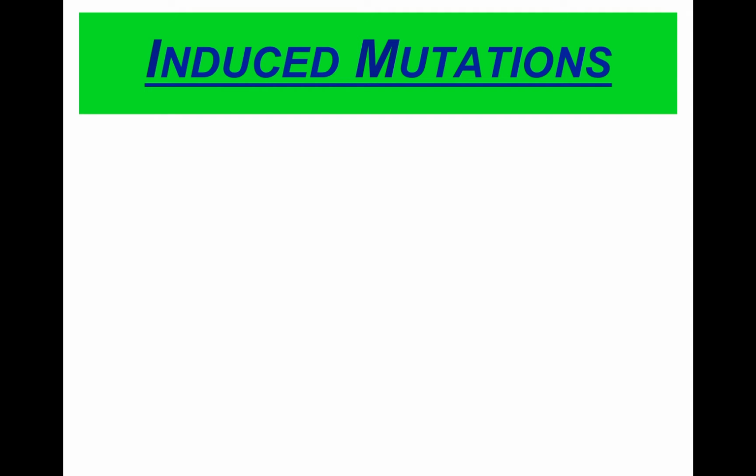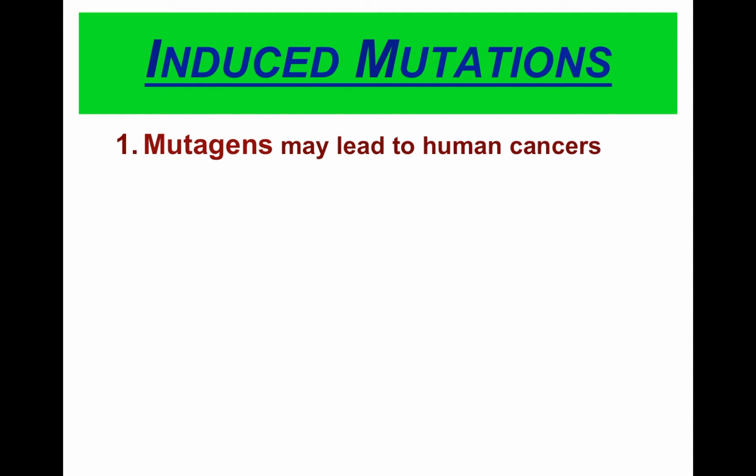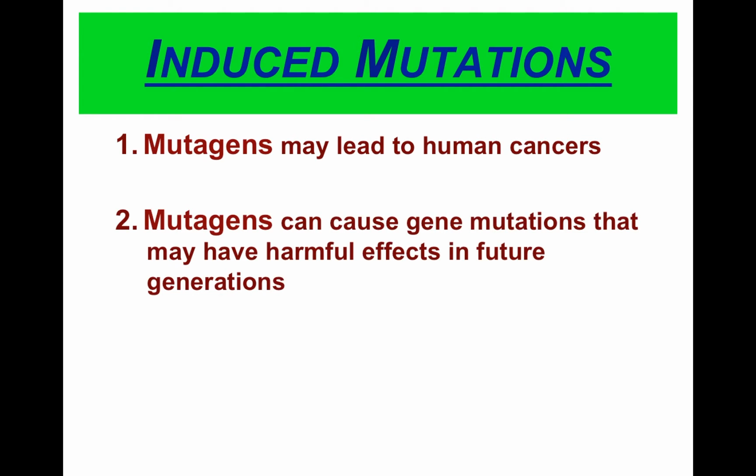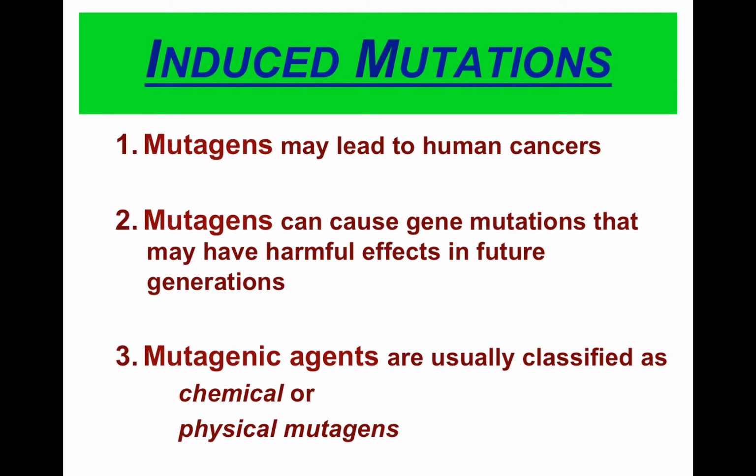How can we induce mutations? Sometimes we want to induce mutations in the laboratory if we're studying a certain cellular process. Other times, mutations are induced by the environment. Some mutagens that we are exposed to can lead to human cancers. Mutagens can also cause gene mutations that have harmful effects in future generations. And there are mutagenic agents that are usually classified either as chemical or physical mutagens. We're going to talk about both.